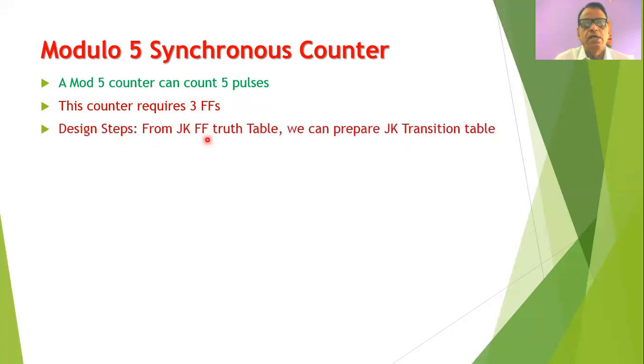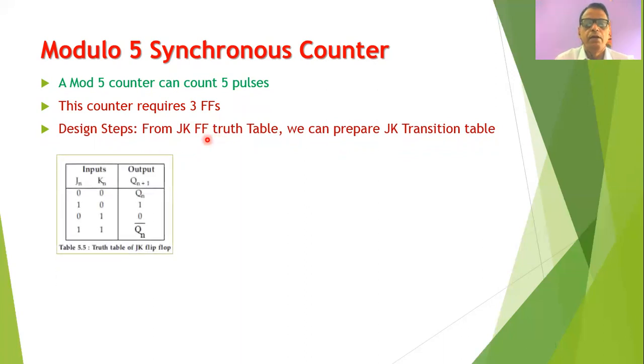Now, as far as the design steps are concerned, initially we will make use of the JK truth table, and from the truth table we can prepare the JK transition table. So this is a truth table of the JK flip-flop where J and K, when they are 0, 0, then there is no change in the state of the flip-flop. Therefore, Qn plus 1 is equal to Qn.